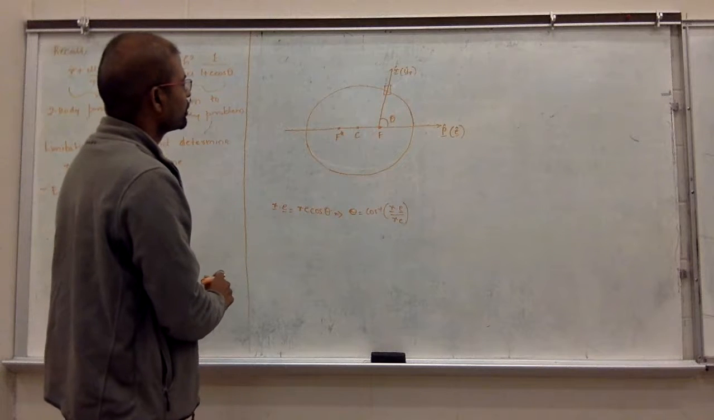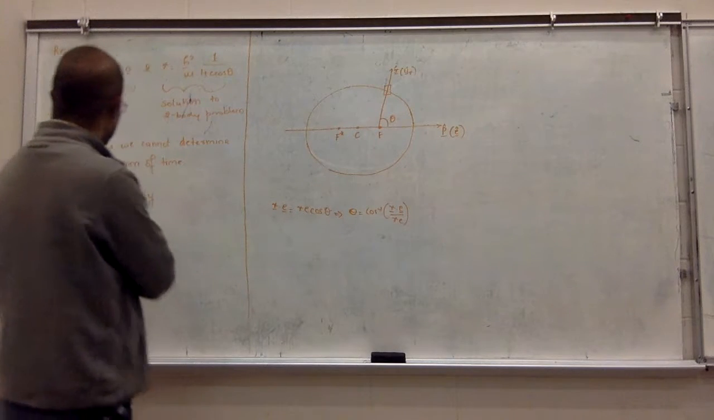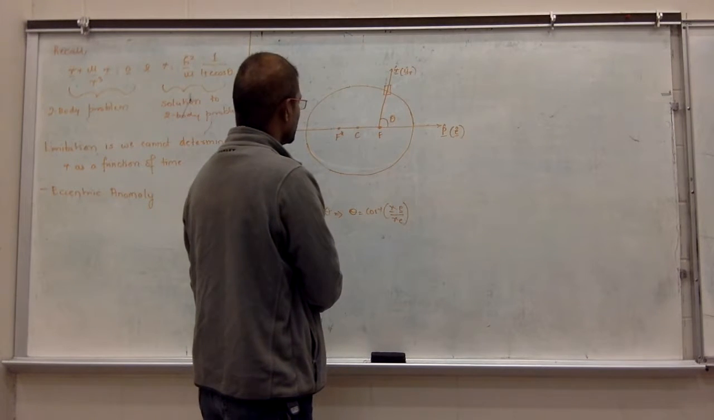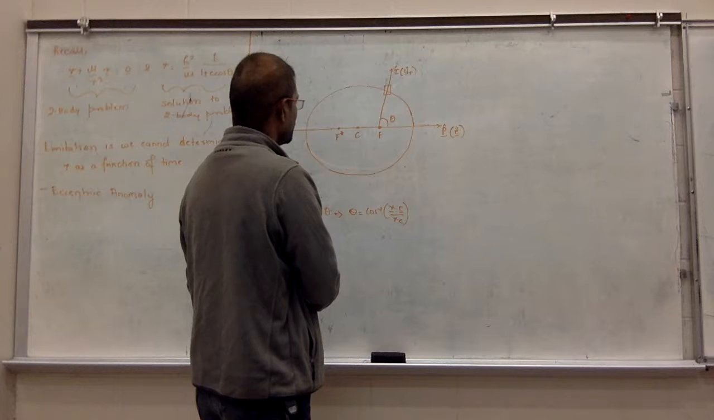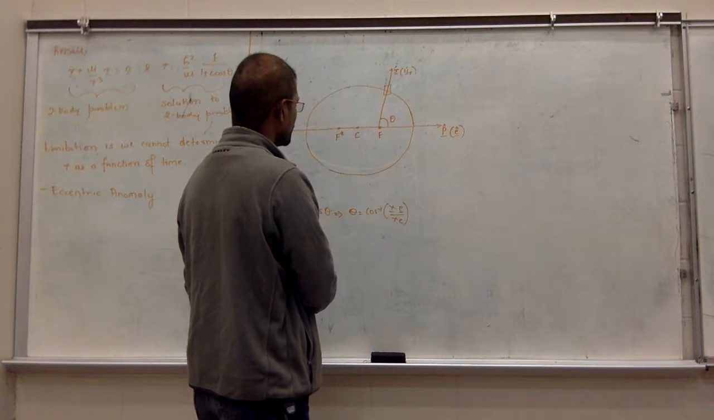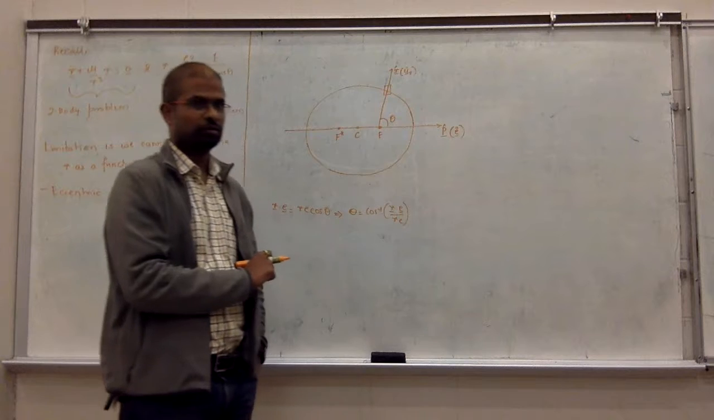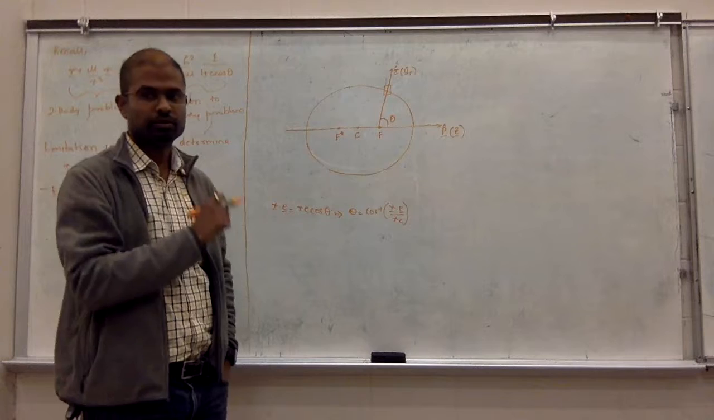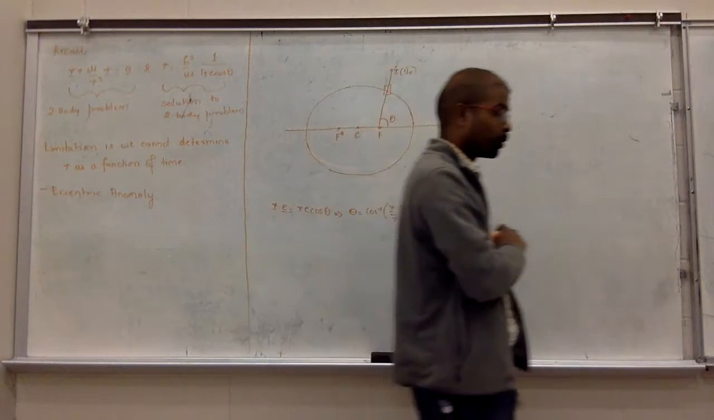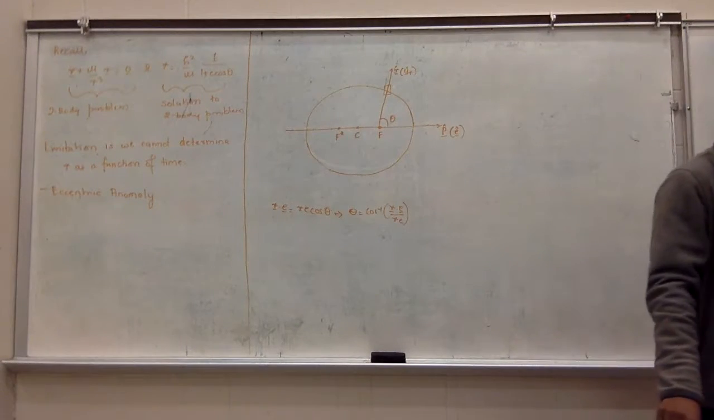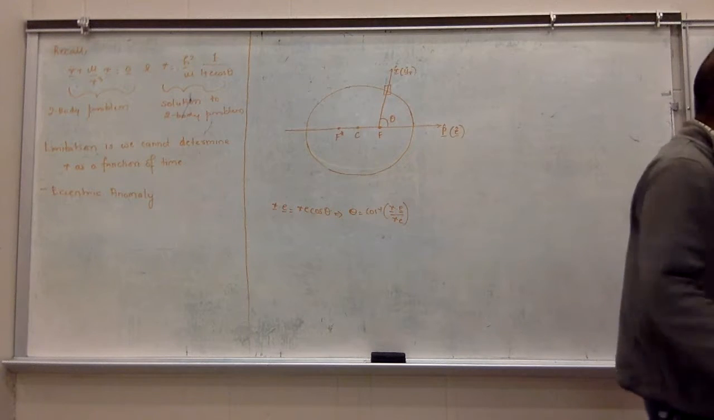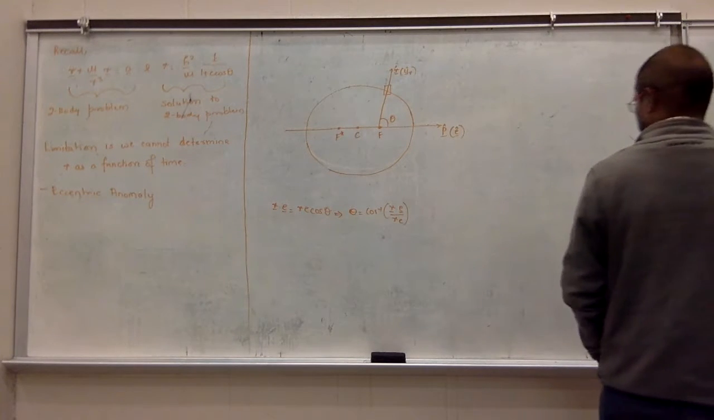Okay. Now what we do is we introduce this eccentric anomaly. What this eccentric anomaly does is you circumscribe a circle around the ellipse. How do you circumscribe a circle around a square? You know what circumscribe is? Circumscribe, inscribe.